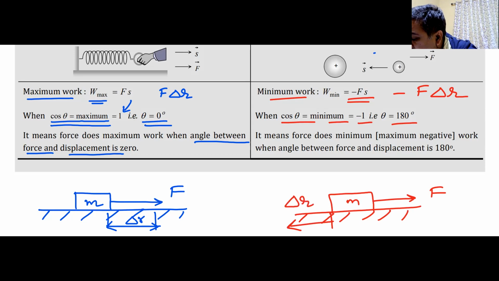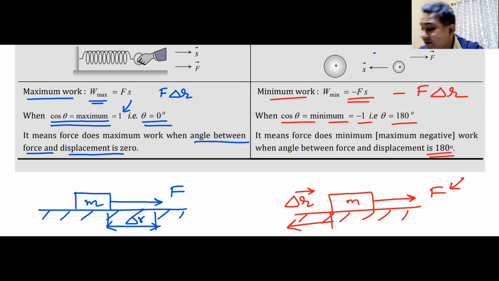Now you will say, sir, how will this happen? That force is applied in the forward direction and the body is moving in the reverse direction. There are many examples that you can think of. You can think of this force as frictional force. The body is moving forward, frictional force will be backwards, work done will be negative, and it will always be maximum because the angle between force and displacement will always be 180 degrees.